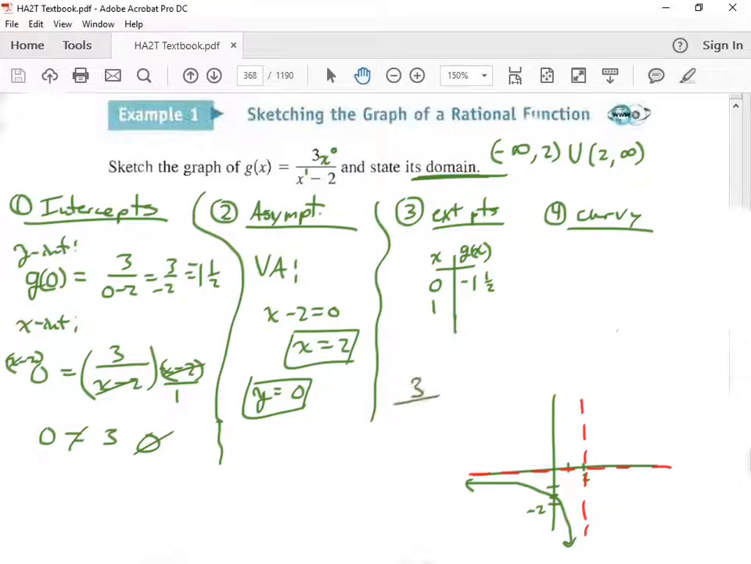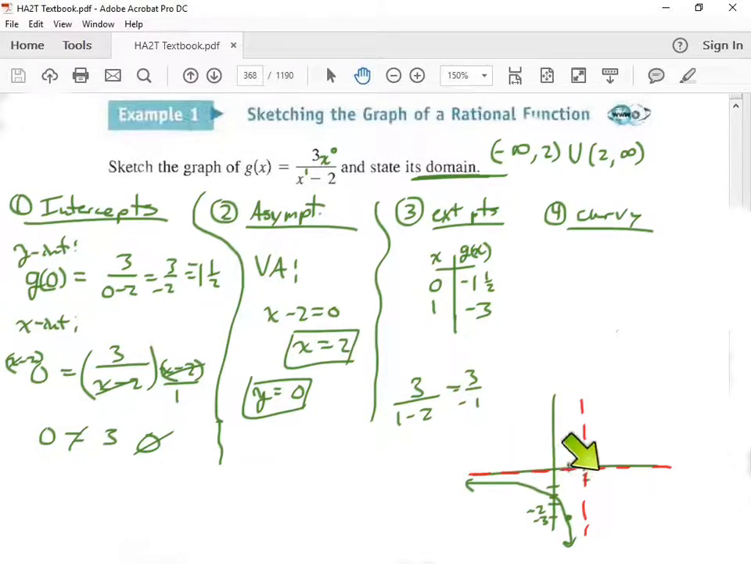Let's see, we get 3 over 1 minus 2. So that means we would get 3 over negative 1. So this would be a negative 3, which is about right. I mean, negative 3, that's negative 2. This would be negative 3 right there, maybe. About so. And so we're dead on. Okay, cool. That point's cool. It just confirms what we're doing.